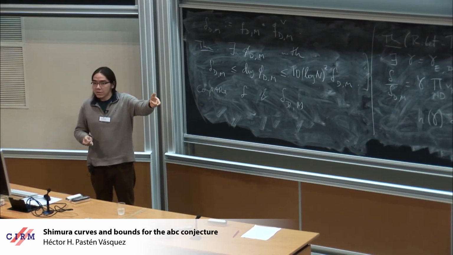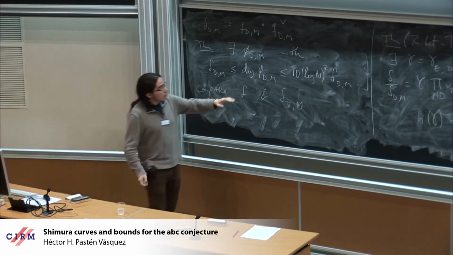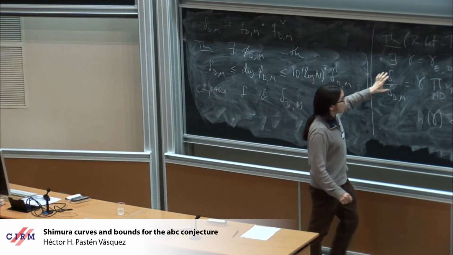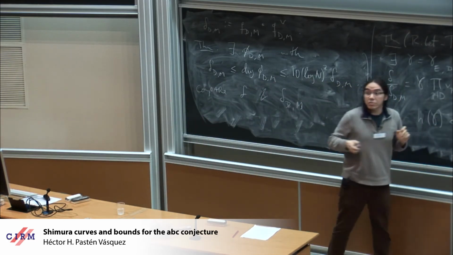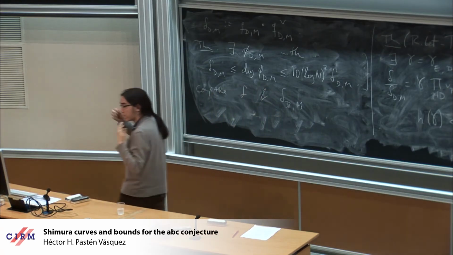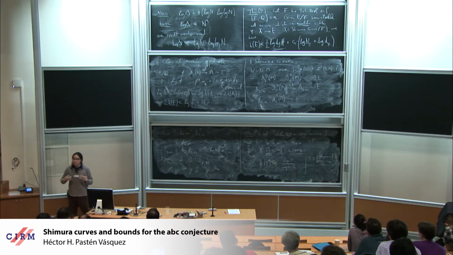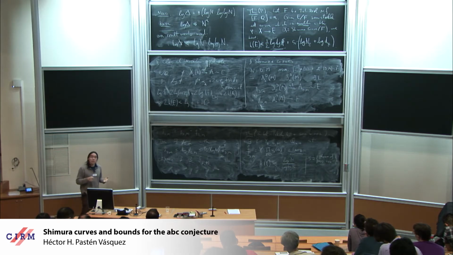The question is, is that good for anything? And the answer is yes, because this variation of degrees is telling you information about the minimal discriminant, which, as I explained at the beginning of the lecture, is something that gives you results that we didn't have access to before.